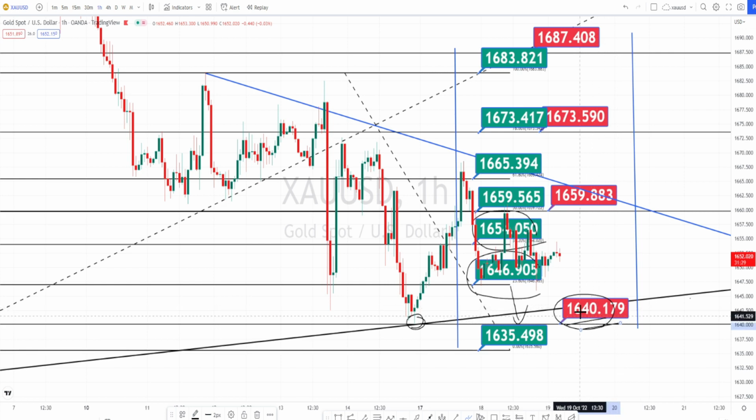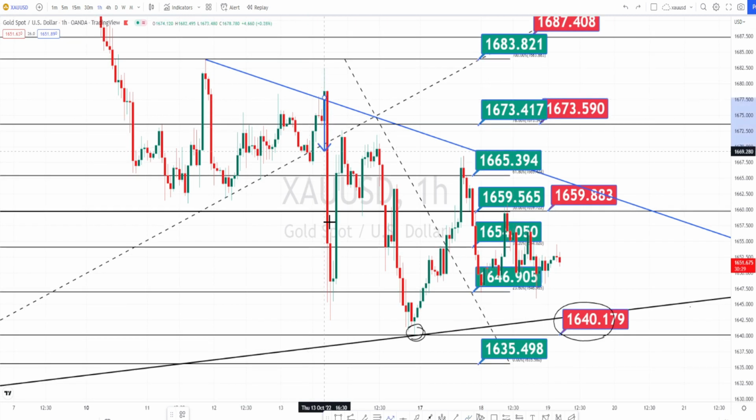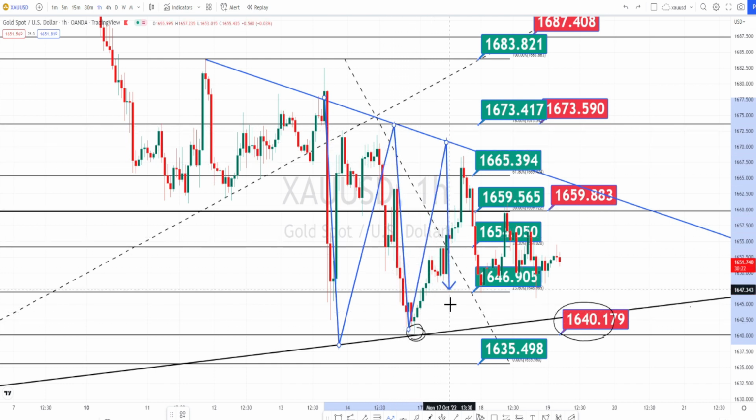Once the price action breaks this support level, next level of support from the hourly time frame is going to be around 1635, and on the bullish side, if the price action breaks the resistance level of 1654, next level of resistance from the higher time frame is going to be around 1659, 1665, 1673 and 1683. And current trend of the price action in hourly time frame is under a consolidation within this triangle pattern.